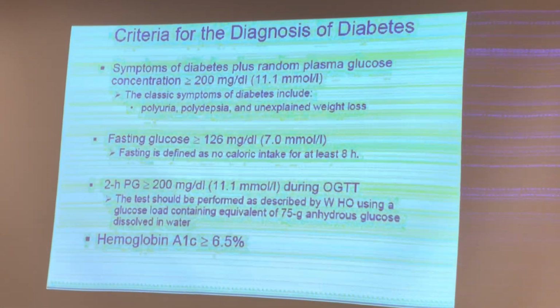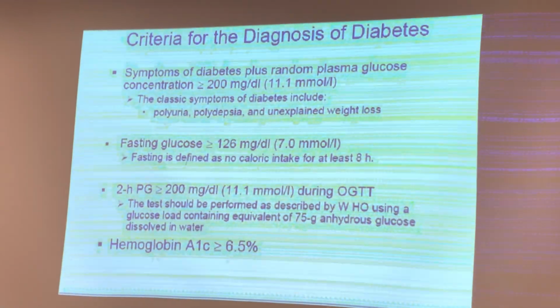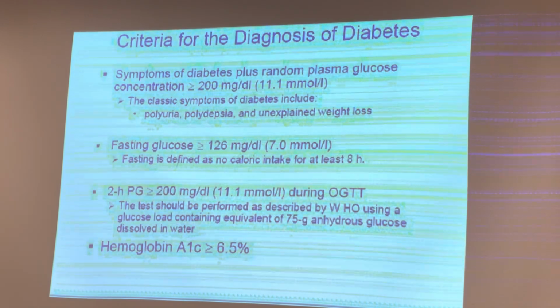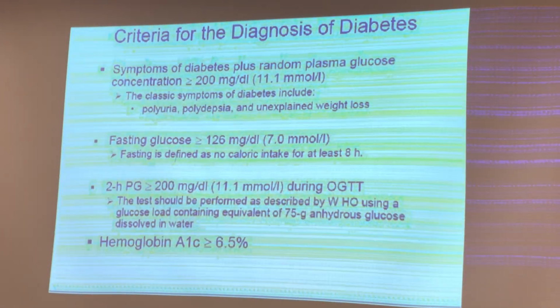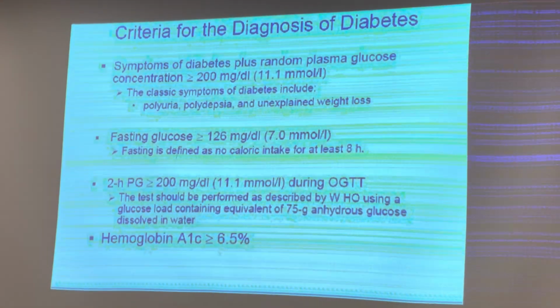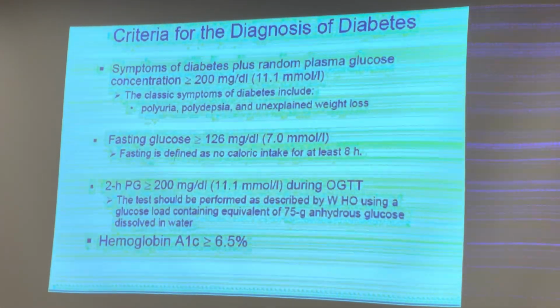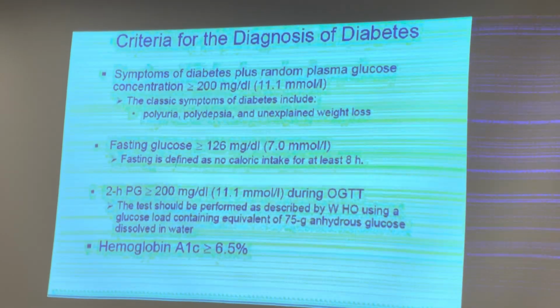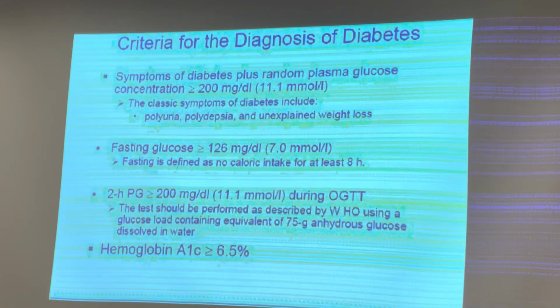To start with, what's the criteria for diagnosing diabetes? This is not DKA, this is diabetes. We talk about random blood glucose more than 200 milligram per deciliter, fasting glucose more than 126 milligram per deciliter or 7 millimole, and the 2-hour glucose tolerance test. We look at the 2-hour plasma glucose, and it should be above 200 to make the diagnosis of diabetes.